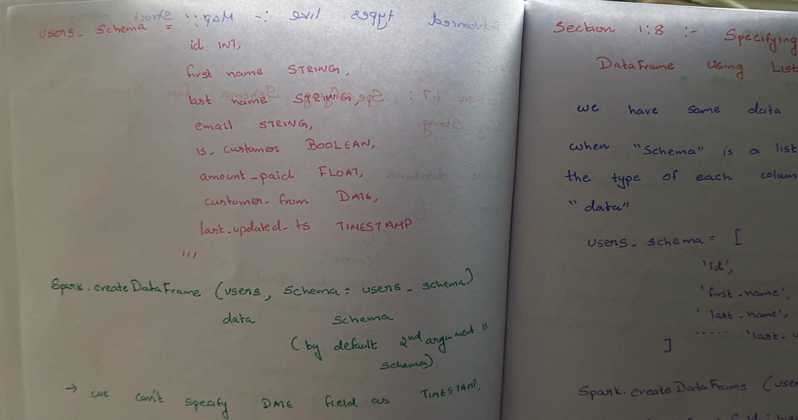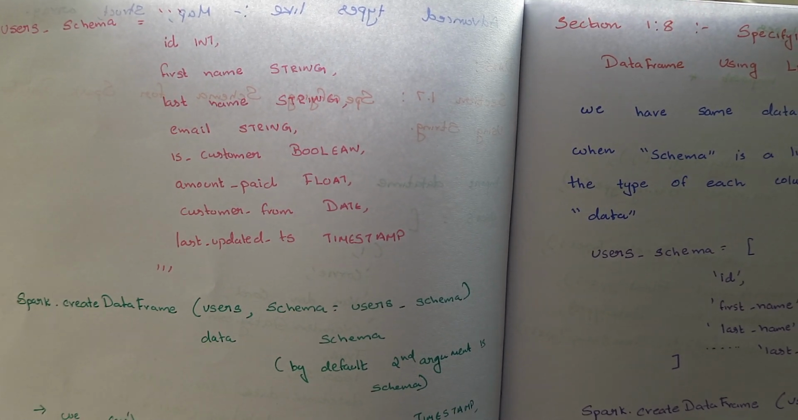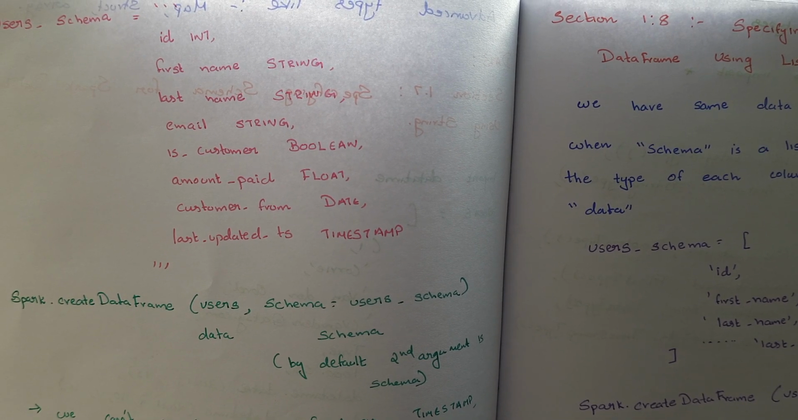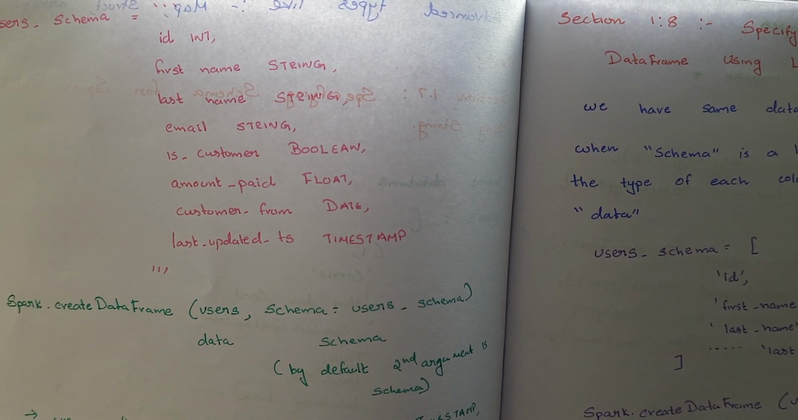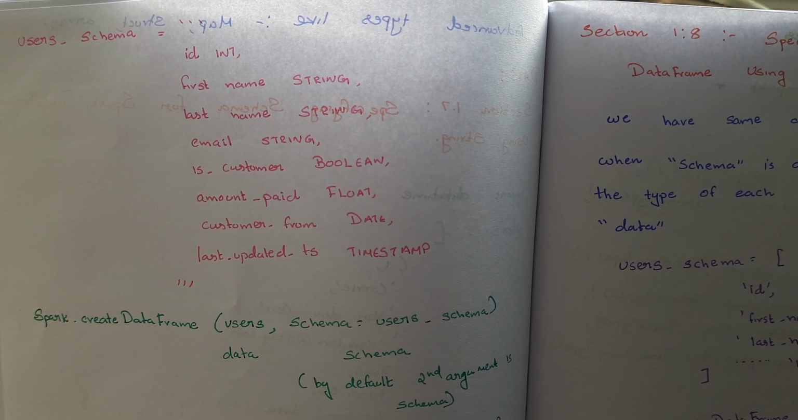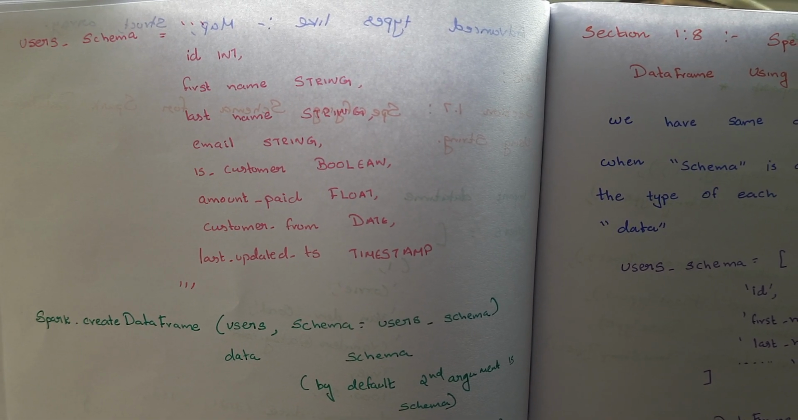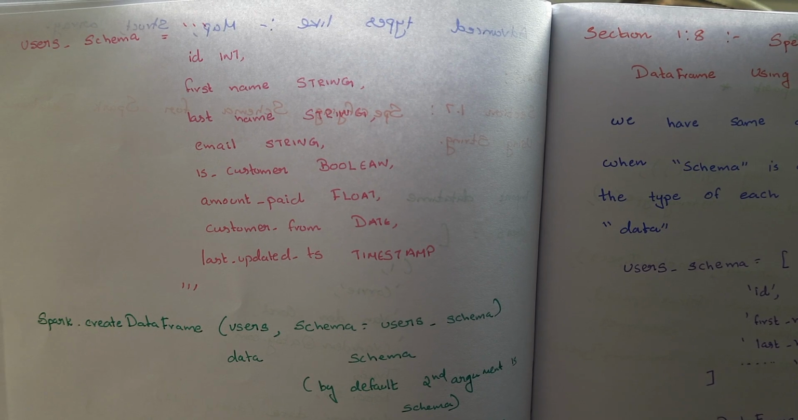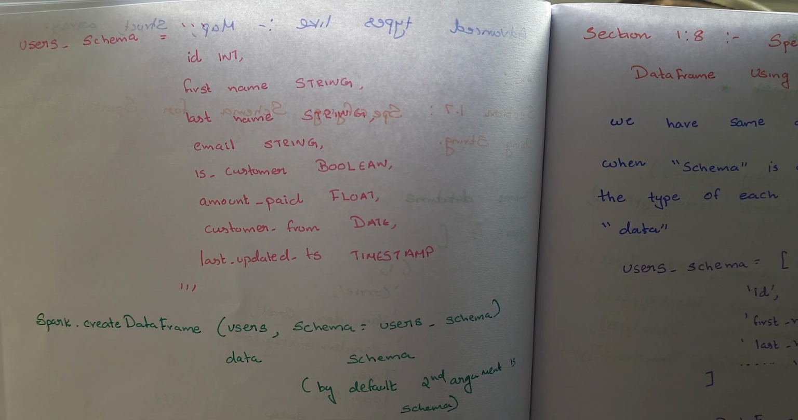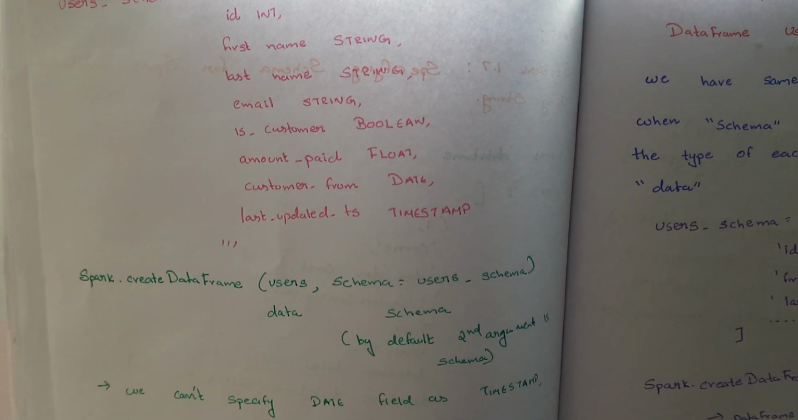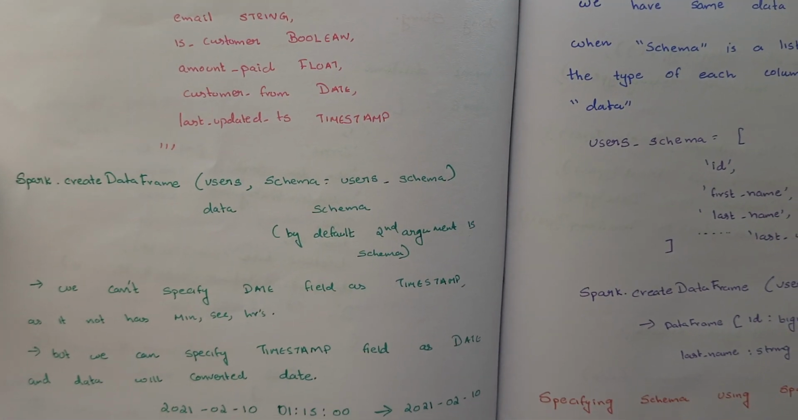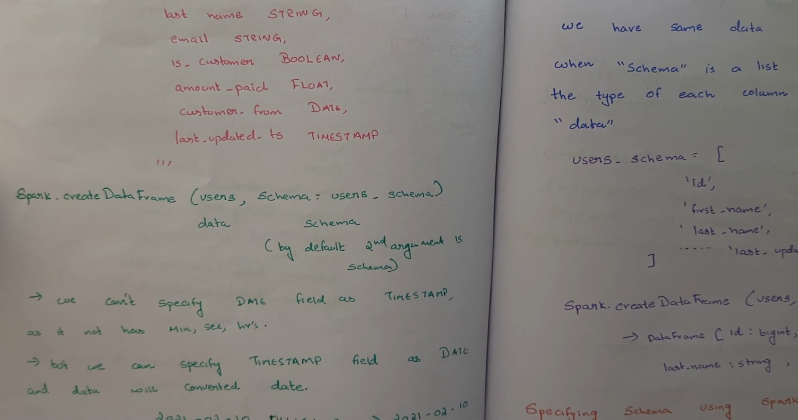Let's say the user schema, which is nothing but a string here, and inside that we define the columns and data types for the values we have seen. Let's say the id is an int, first name is string, last name is string, email is string, is customer is boolean, which means true or false. The amount paid is a float, the customer from is a date, and last updated timestamp is a timestamp.